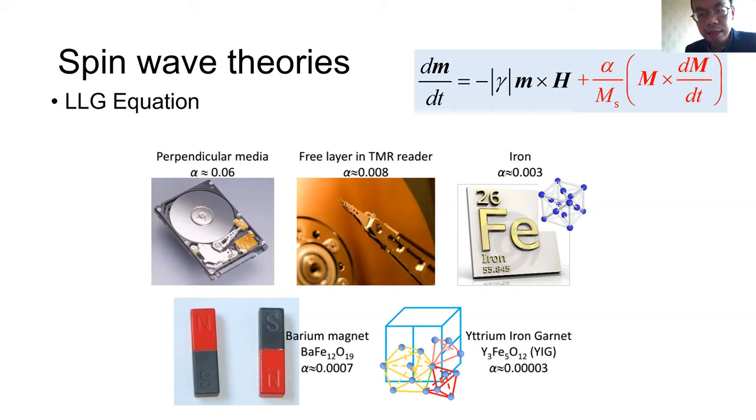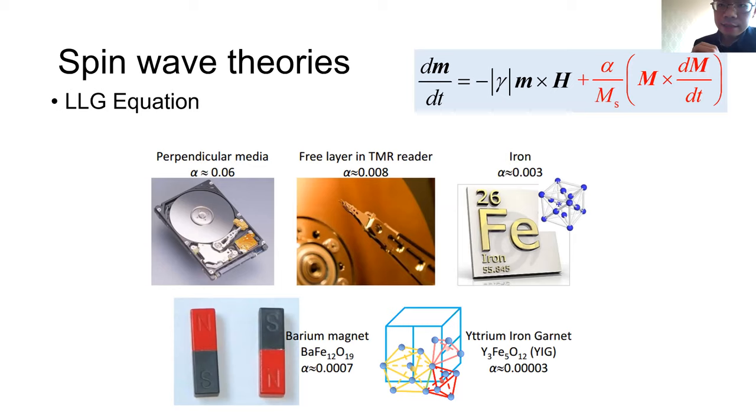Here we can see that there are two terms in this equation. The first term would help the magnetic moment keep on precessing around a center, and the second term would decay this precession. So here the alpha would decide how fast the precession would go back to the balance position.